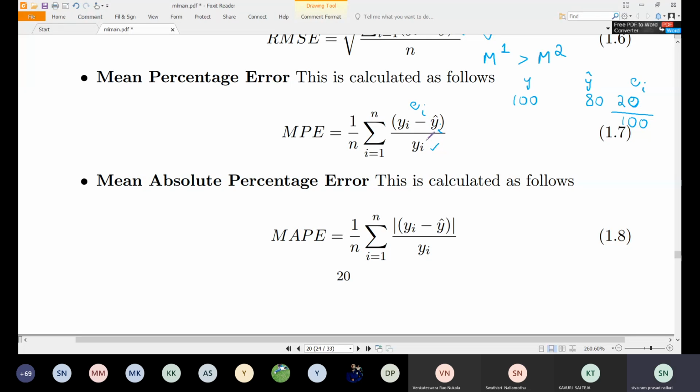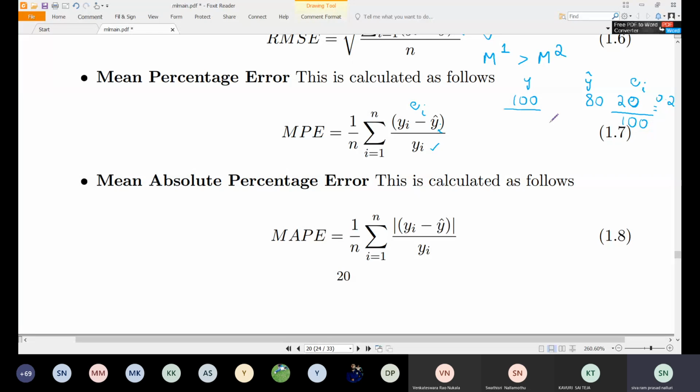Why are we doing this for a person whose actual weight is 100? What is this relative error? 0.2 is the relative error. In other words, we say the relative error is 20%. We say the relative error is 20%.